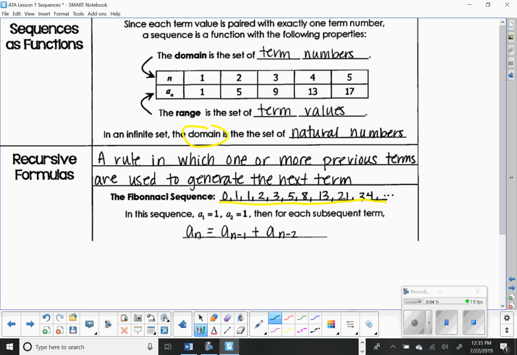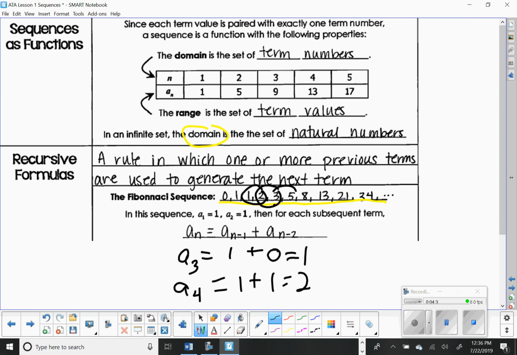So if we take a look at this, when we do A sub 3, we need A sub 2, which is 1, plus A sub 1, and we get 1. A sub 4 is equal to 1 plus 1, which is 2. And then 2 plus 1 is 3. 2 plus 3 is 5. 3 plus 5 is 8. 5 plus 8 is 13, and so on.